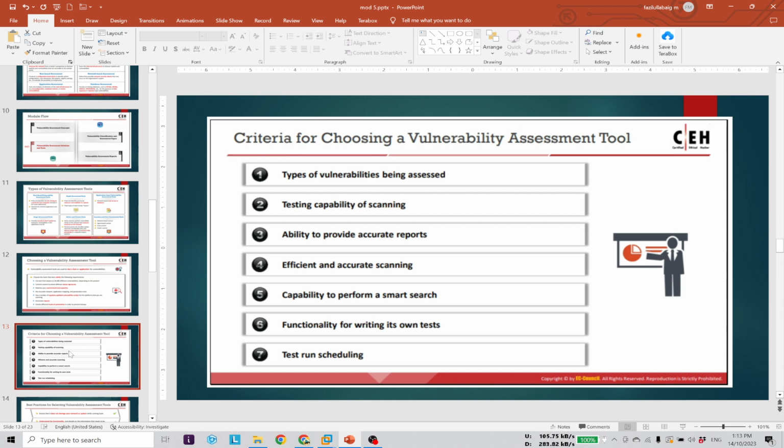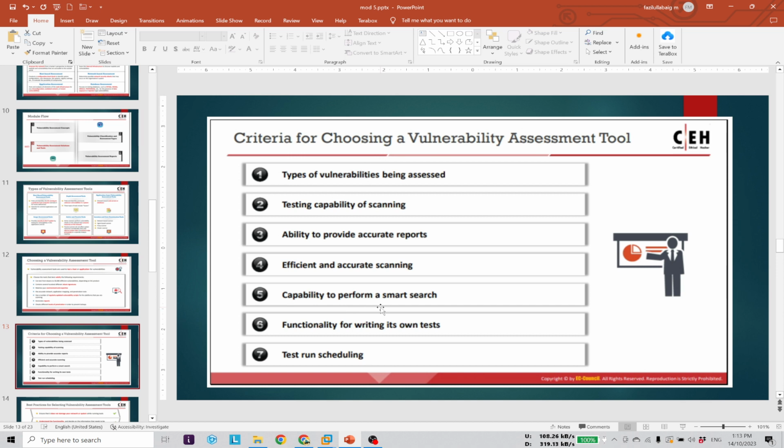And let's see the fourth point, efficient and accurate scanning. If the scanner is giving efficient and accurate scanning information, then this can make our work easy. These are the things for the automatic scanners.